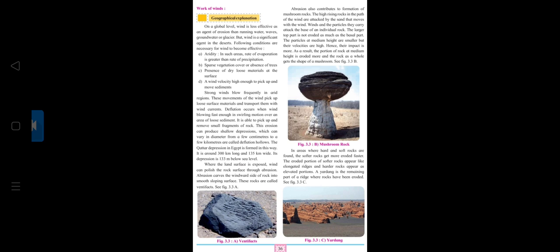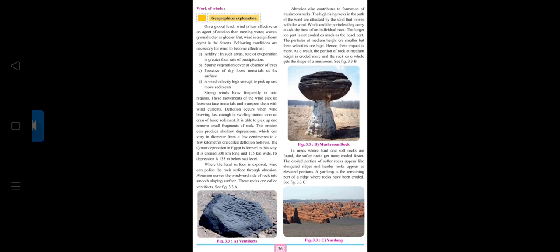Where the land surface is exposed, wind can polish. The land which is exposed only, that can be polished, the rock surface, through the process of abrasion. That's why I started my lecture with abrasion, because these terms are going to be repeated over and over again. Abrasion carves the windward side of rock into a smooth sloping surface. These rocks are called ventifacts.